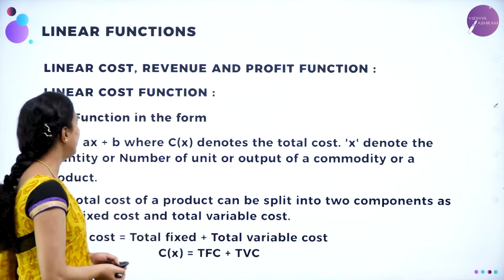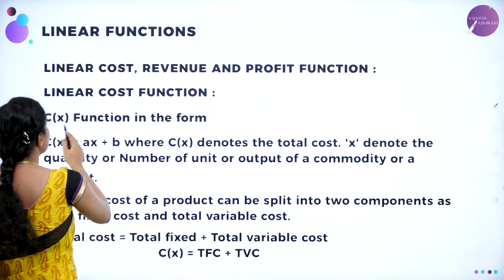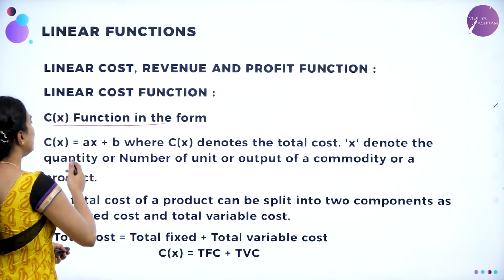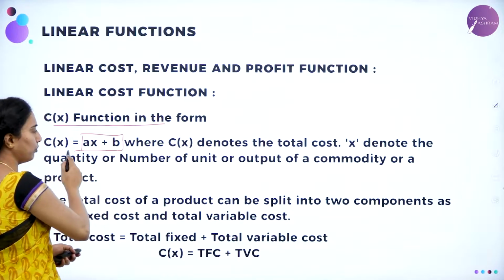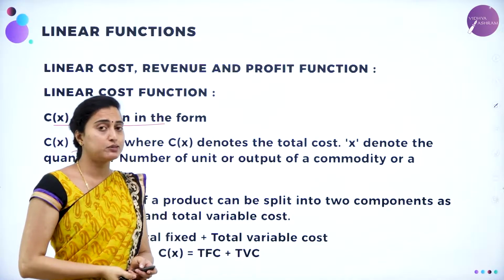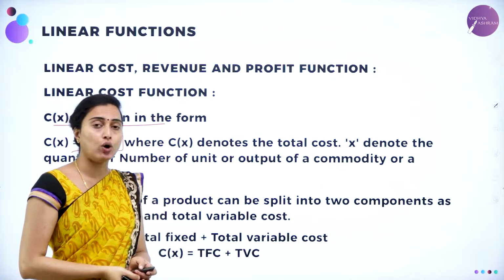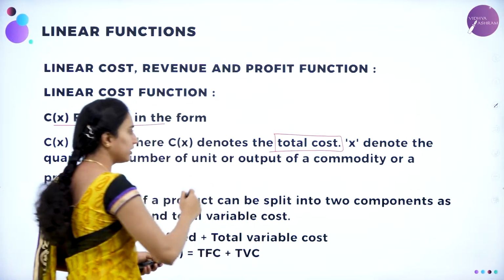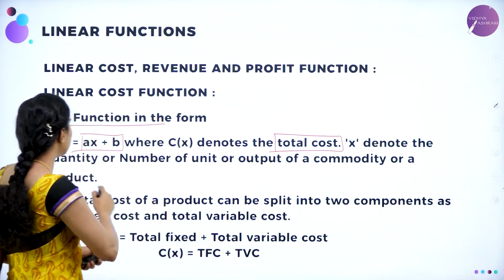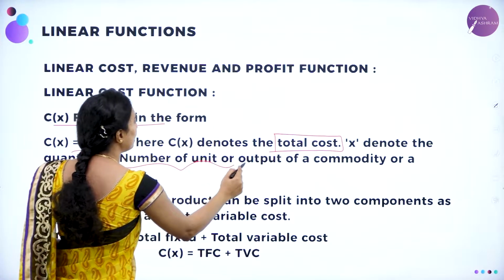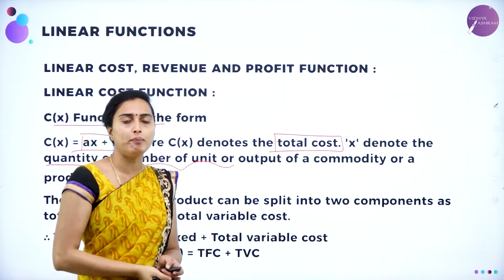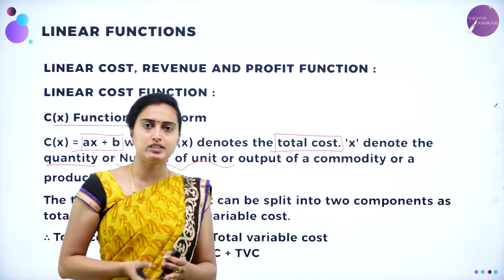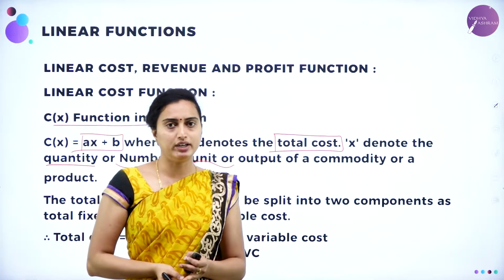We'll move on to the next, which is nothing but C of x, which is called a cost function. So here, C of x is in the form of ax plus b only. It should be in the form of what? Ax plus b, where C of x is known as the cost function and denotes the total cost, and x denotes the quantity or the number of units or the output of the commodity or the product. So the number of units of a product you are going to denote as x.